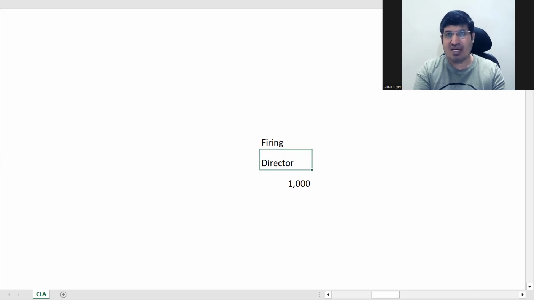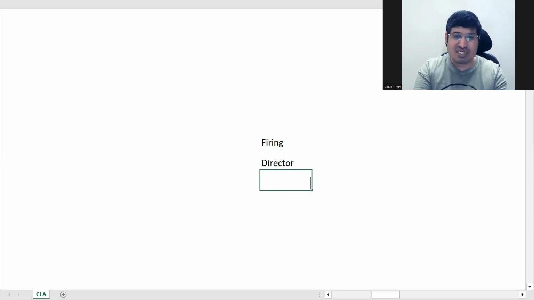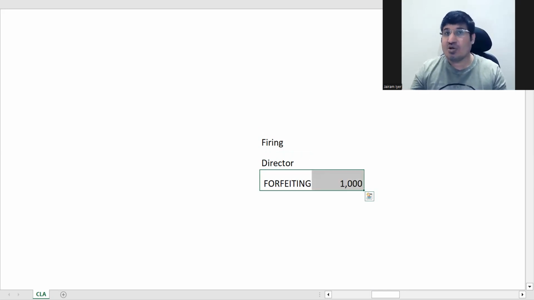okay, you are firing him, and so that he should not take action against you, what you are doing is you are forfeiting his 1,000 shares. You are giving money to him, compensation you are giving, but you are forfeiting his shares. Why? Because if shares are there, then he can go against you, either legally or in whichever way.